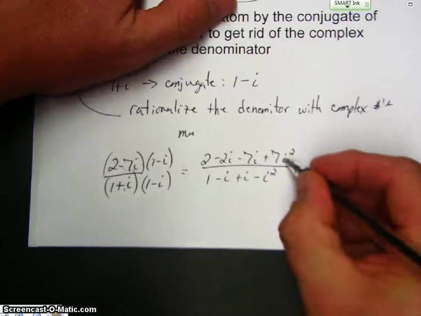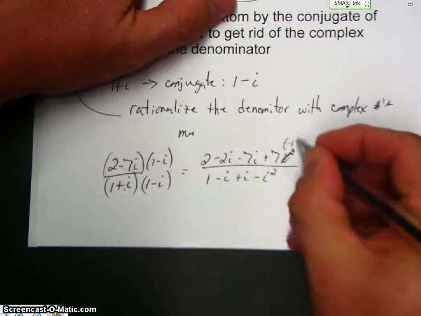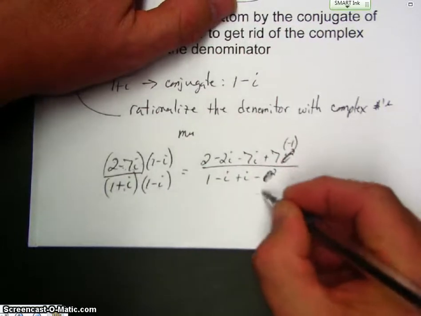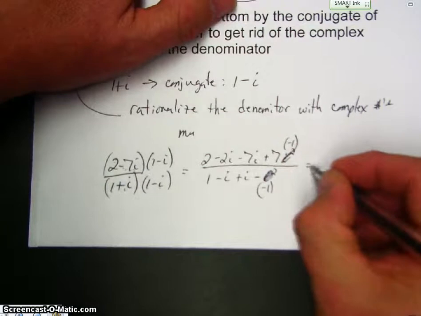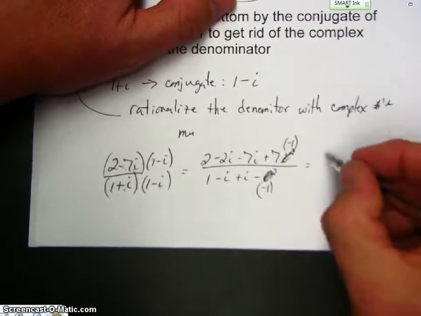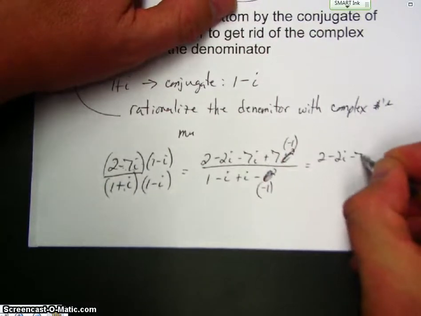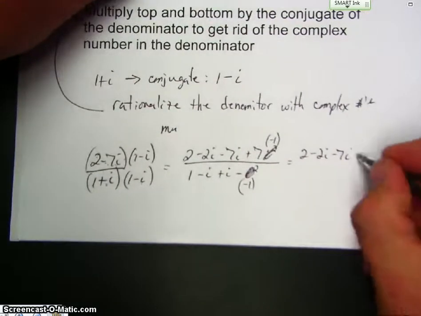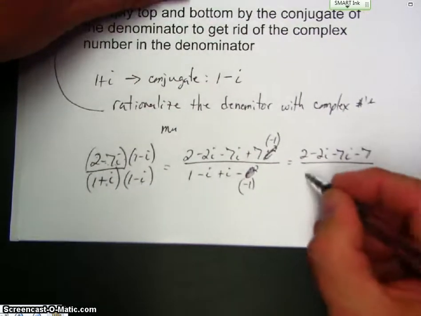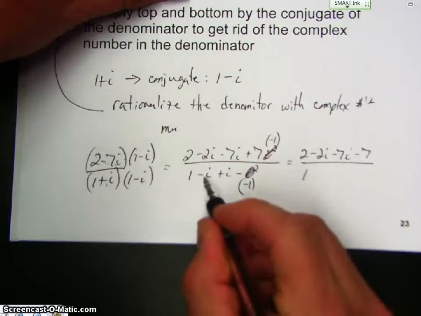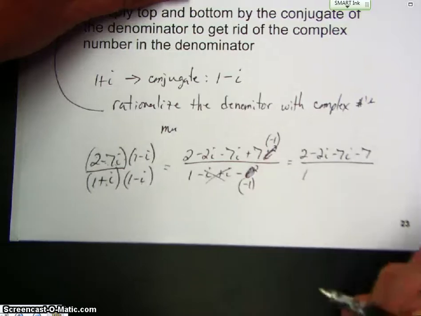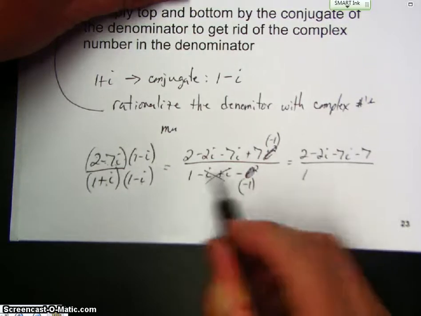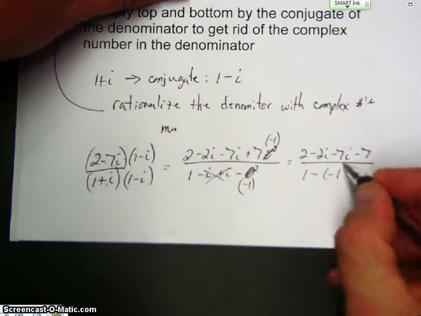Well, remember i squared is negative 1, so this right here becomes a negative 1, and this becomes a negative 1. So I have 2 minus 2i minus 7i minus 7 over 1. If you notice here, negative i and positive i are opposites, so they cancel out. It goes to 0, so you're left with 1 minus a negative 1.